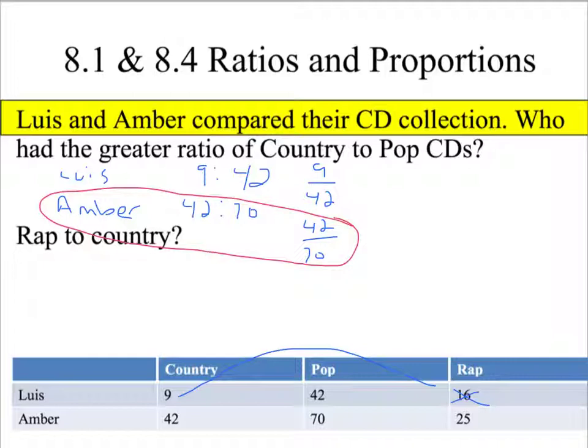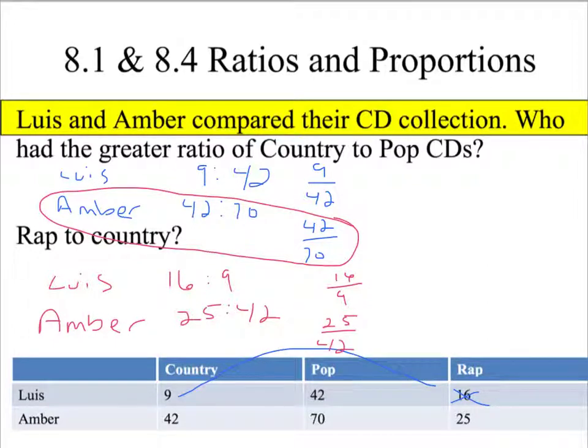To country. Who has the greater collection? There's Luis and there's Amber. Luis's ratio is 16 to 9, and Amber's is 25 to 42. When you put these as fractions, 16 over 9 and 25 over 42, which one is larger? That's going to be Luis.